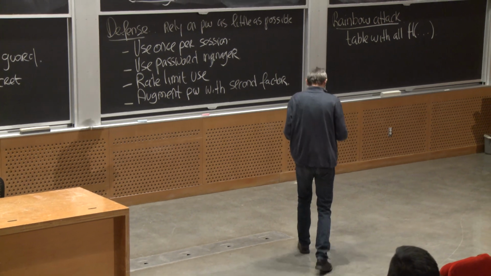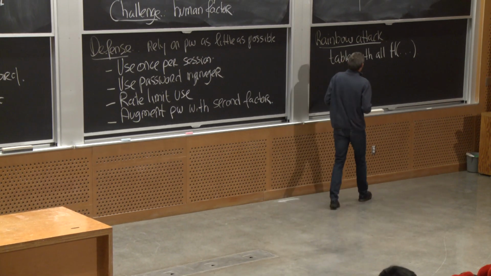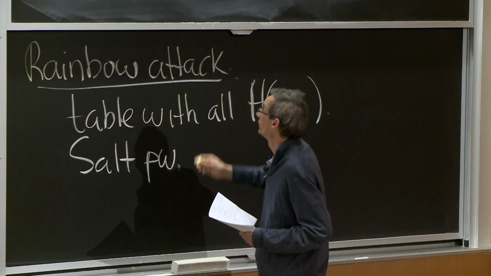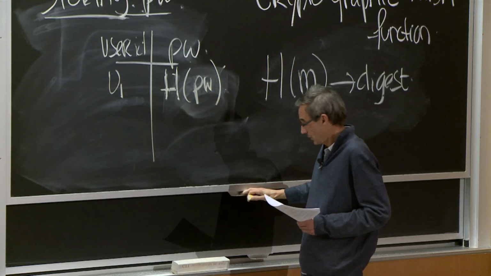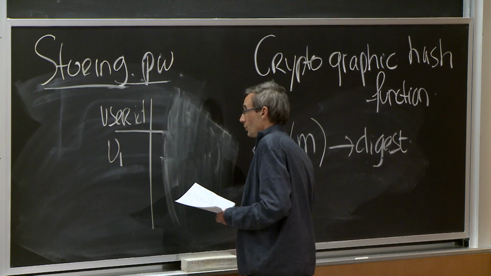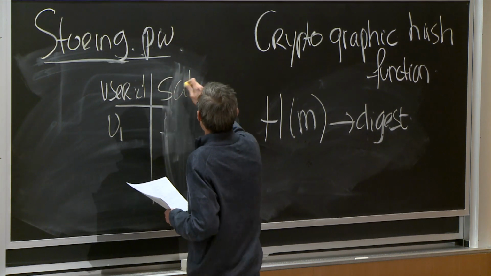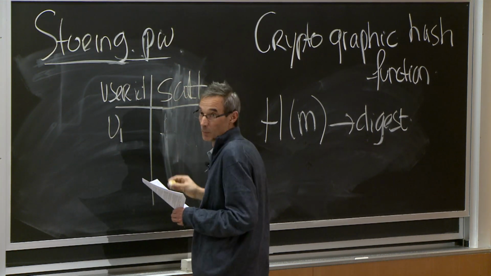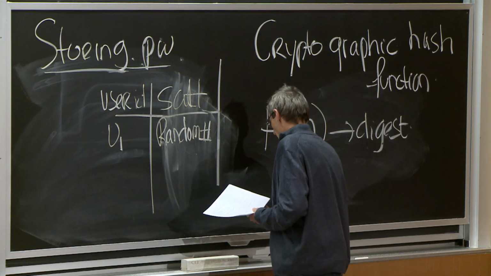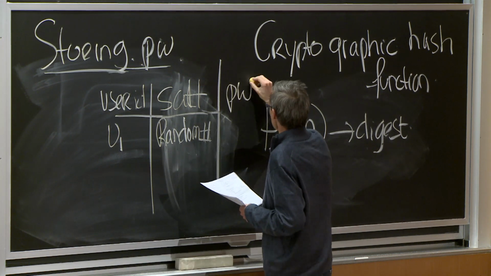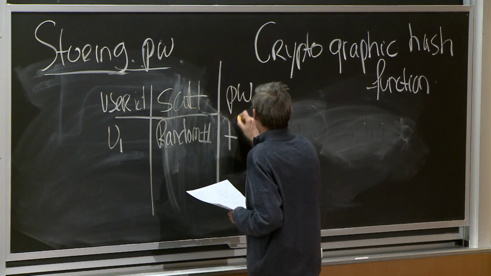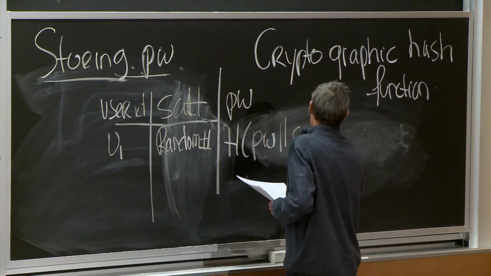So typically people make it a little bit stronger than this, and one way to make it stronger is to salt all the passwords. Instead of storing just the password, there's a second column. So let me erase this. We're going to store a user ID, we're going to store a salt, which is just a random number, and in the password column we're going to store the hash of the password concatenated with the salt.